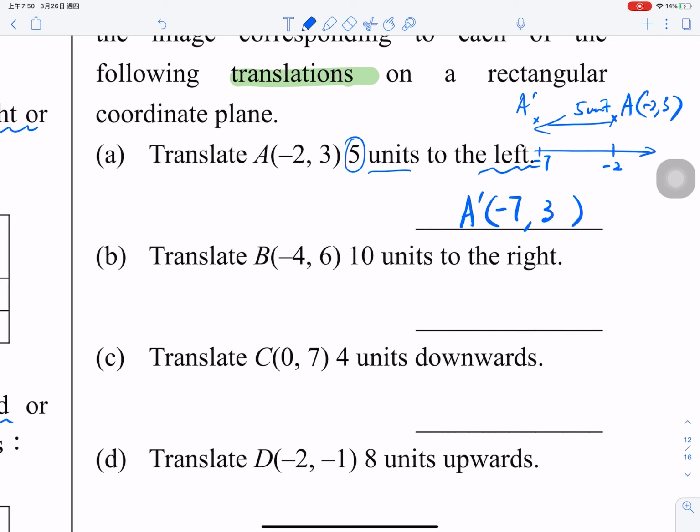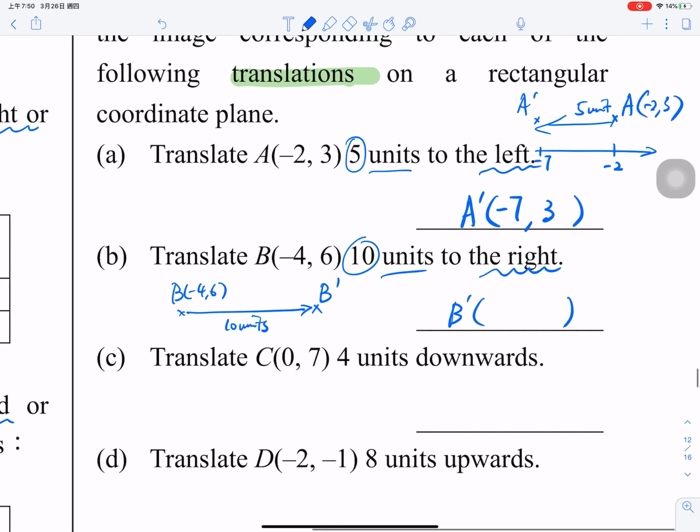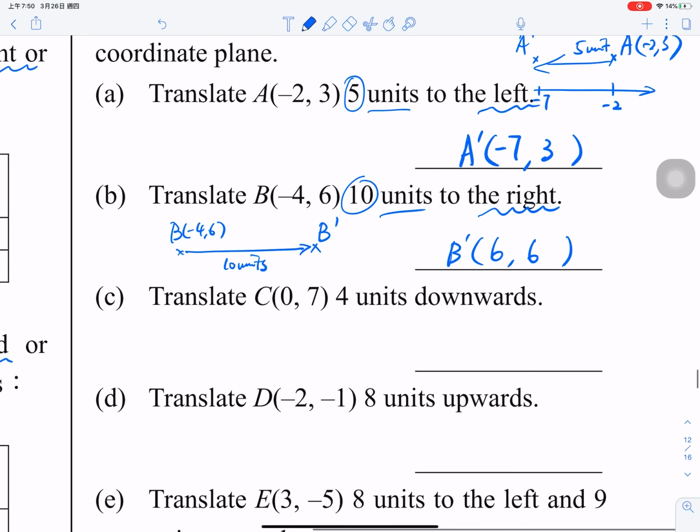Okay, part B. 10 units to the right. That means here B (-4, 6). Okay, 10 units to the right. Here is B prime, 10 units. What happened? So B prime equals, yeah, -4 plus 10, so it's 6. Correct. How about C?